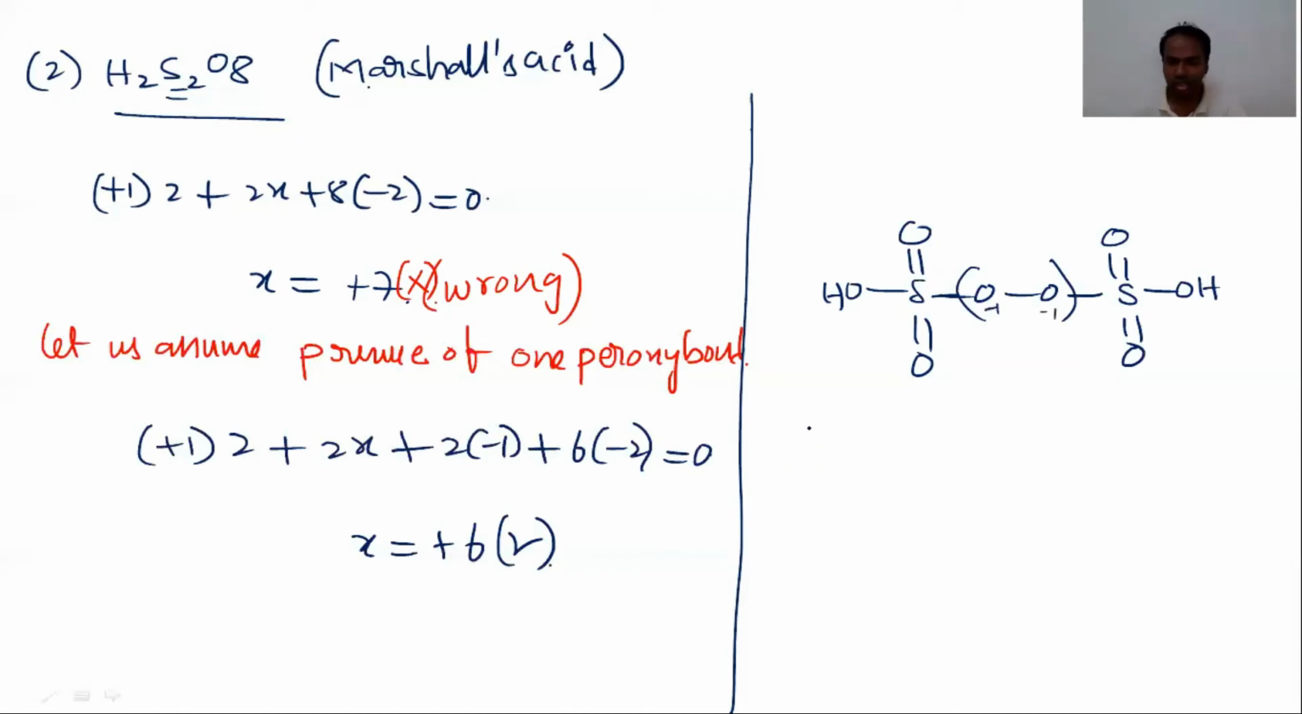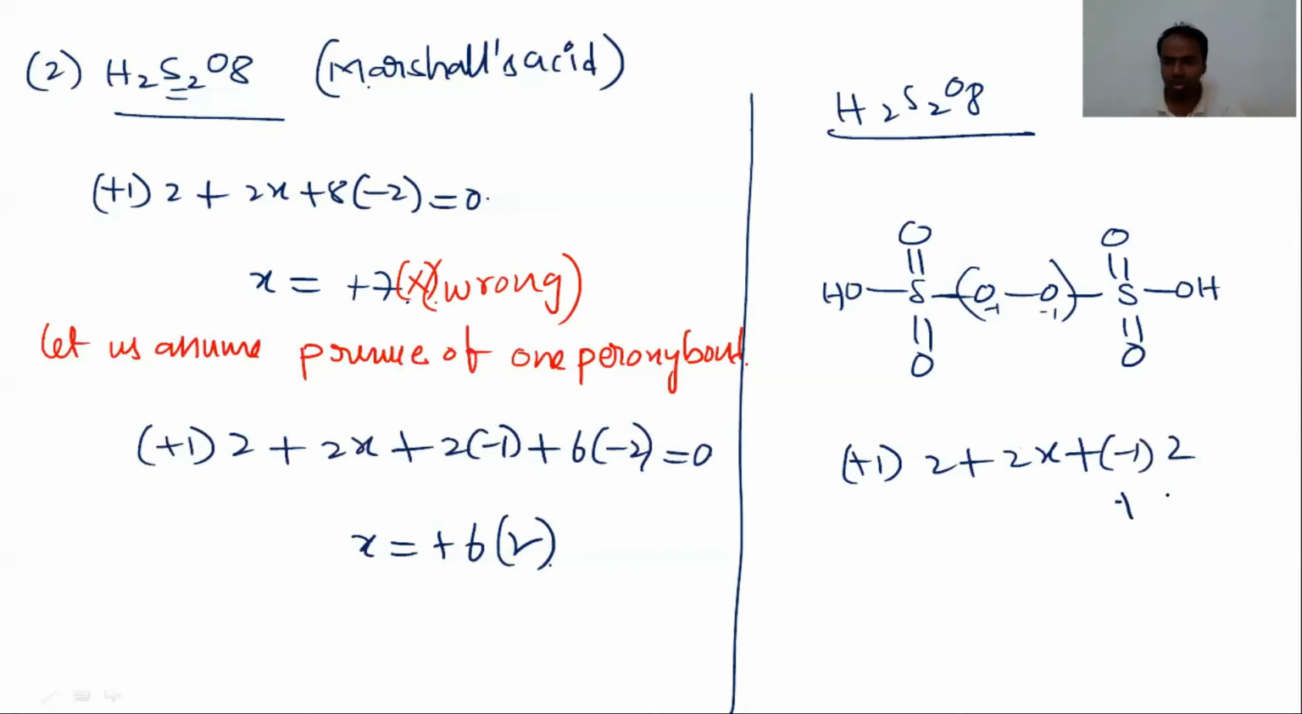Now find here H2S2O8. So 2 hydrogens are +1 into 2, plus 2 sulfurs are 2x. So these 2 oxygens are -1 into 2, plus remaining 6 oxygens, -2, is equal to 0. Then directly X is equal to +6.